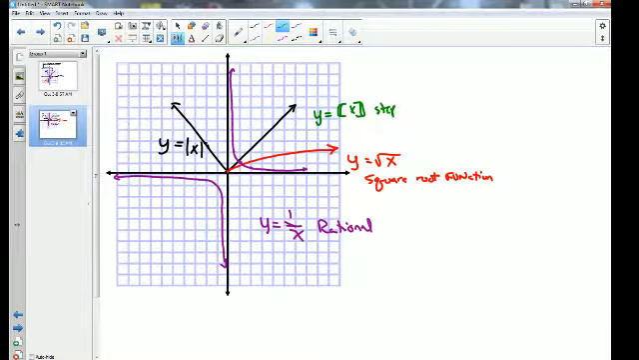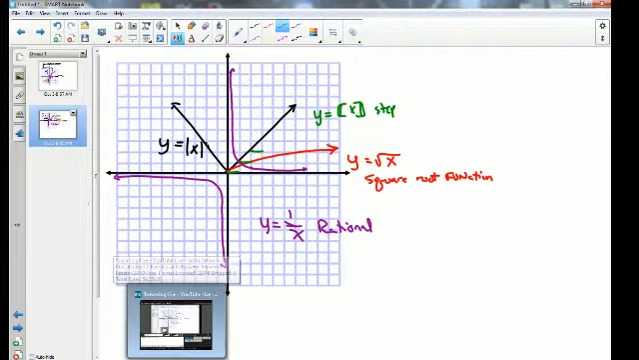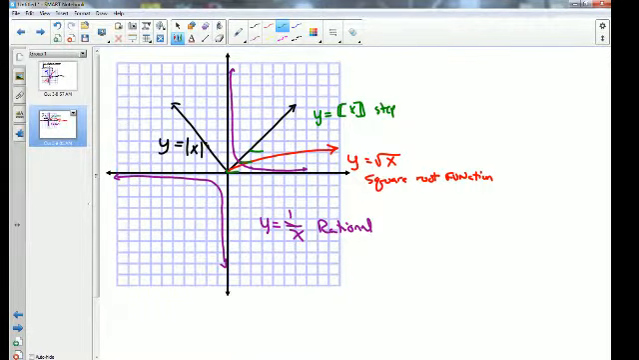It looks like a staircase. Which one's open? Well, I don't even bother to remember them. Basically, it's also called the greatest integer function. It's called the step or greatest integer.